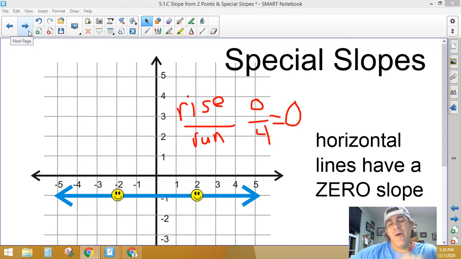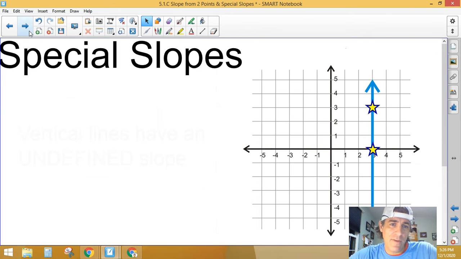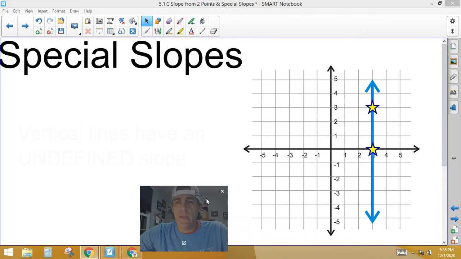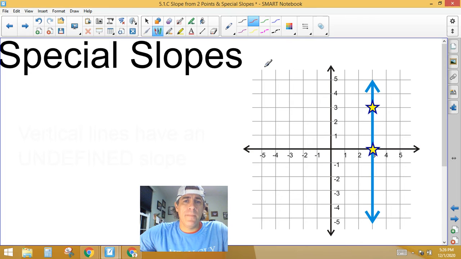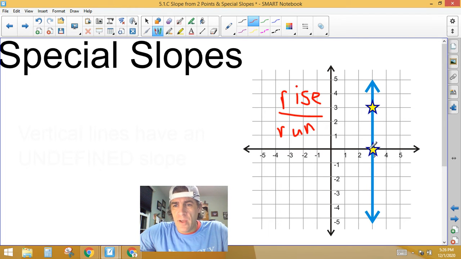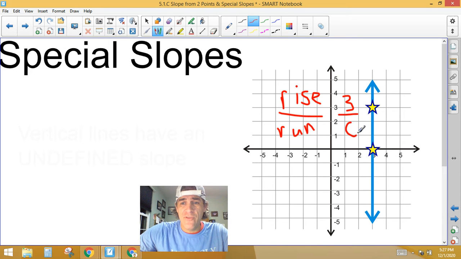Special slope number 2, what do you think it might be? What type of line? All right, did you guess it? It's a vertical line. So a vertical line, all right? Rise over run again, just to kind of visualize it. My rise is going to be a number. In this case, it's 1, 2, 3. But in this case, my run, I don't have anywhere to run. I don't go left, I don't go right. So my run is 0.